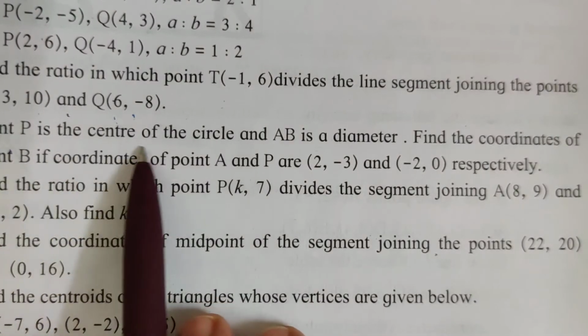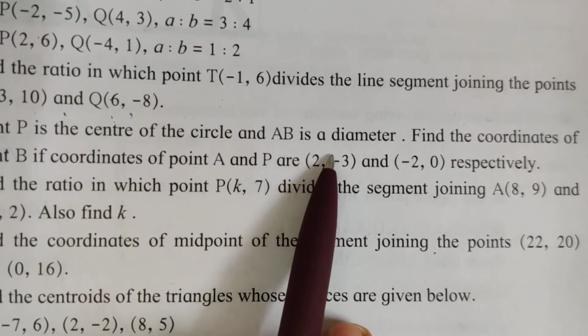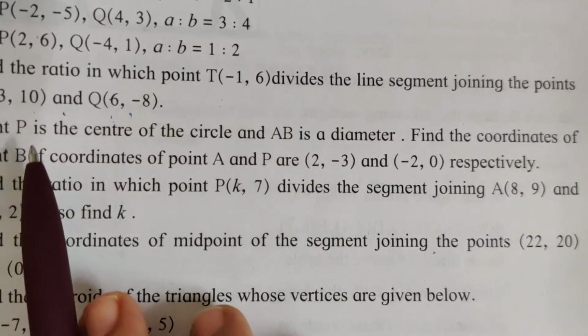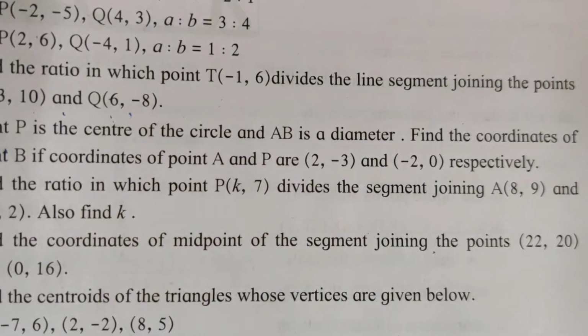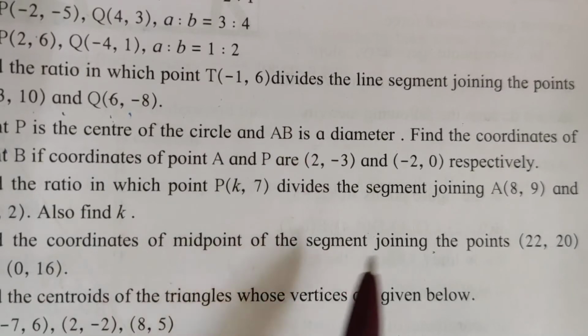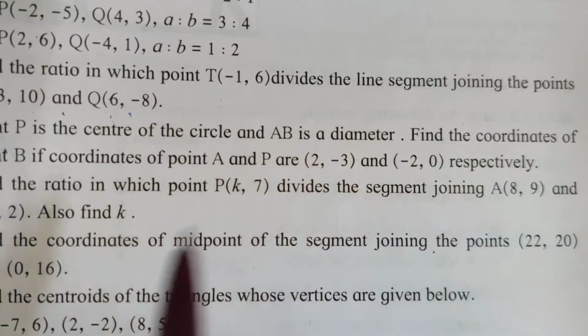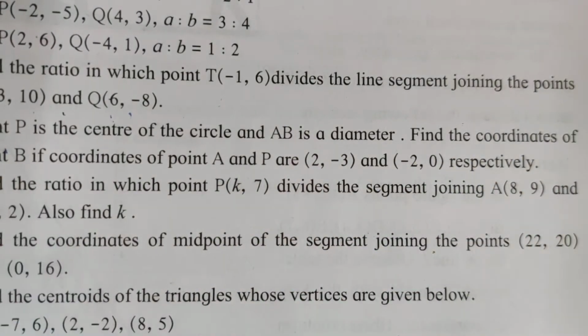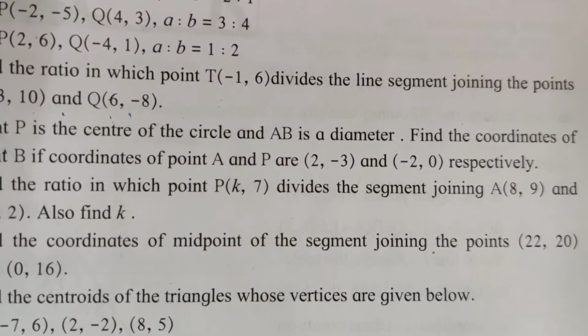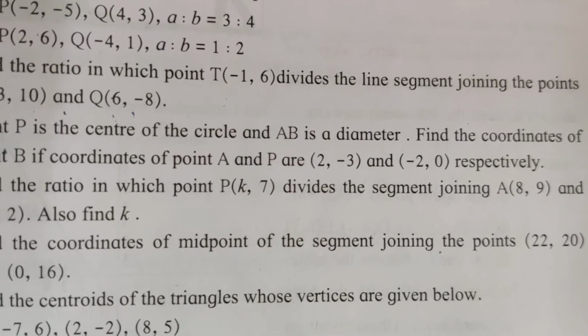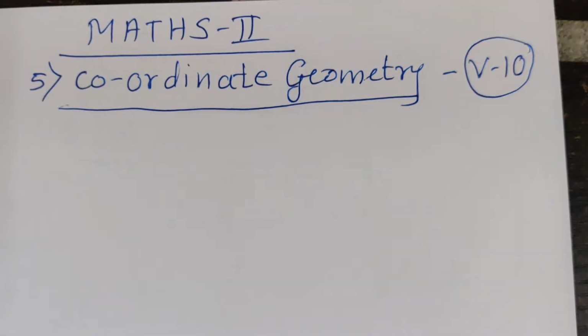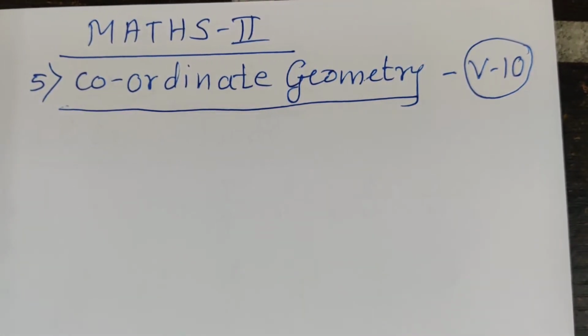Point P is the center of the circle and AB is a diameter. Try to bring the diagram in front of you. Find the coordinates of point B if coordinates of point A and P are (2, -3) and (2, 0) respectively. So once again you read the question, keep the textbook open in front of you.